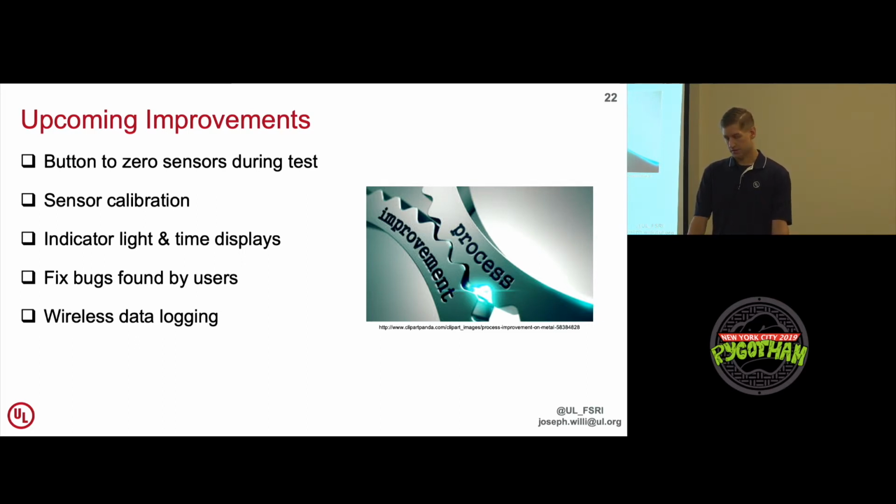And then we're also looking at adding sensor calibration capability, whether that's a new tab or separate dashboard, it's probably going to be a new tab. An indicator light to indicate that you're recording data, and output the time since the latest event and the overall test time.